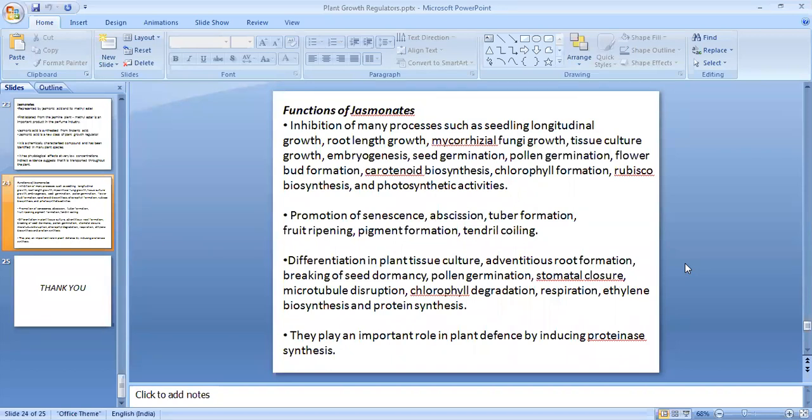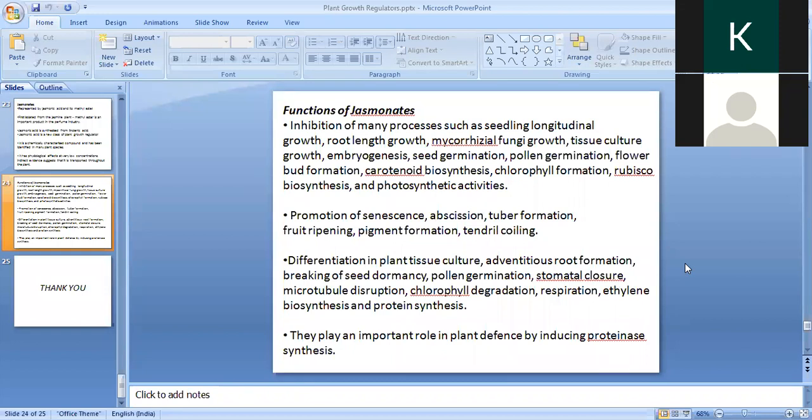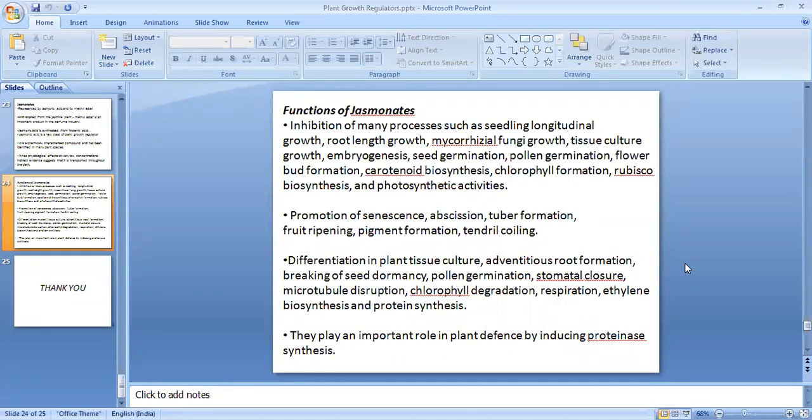That means the chlorophyll will be removed from the plants and the leaves become discolored, finally leading to falling of the leaves. And it also has effects on respiration, ethylene biosynthesis, and protein synthesis. So these are some of the functions. And apart from that, they have a role in plant defense by inducing proteinase synthesis. So these are the various functions of jasmonates. When you see the later developed hormones like polyamines, salicylic acid, brassinosteroids, and jasmonates, they also have effects on the various stages of plant growth and in plant tissue culture. So that is about the plant growth regulators.